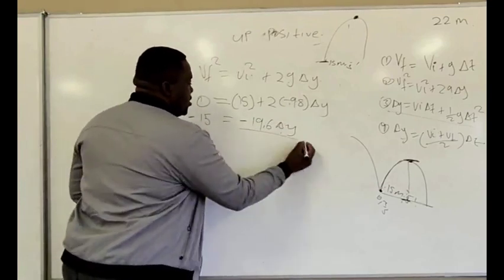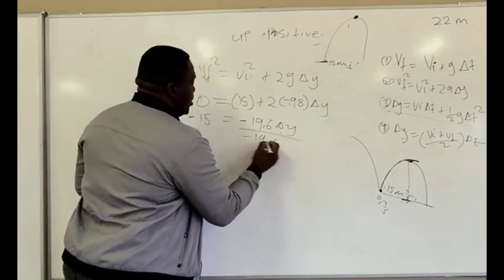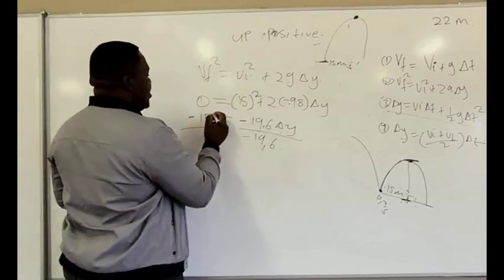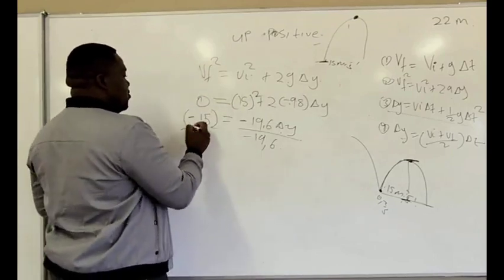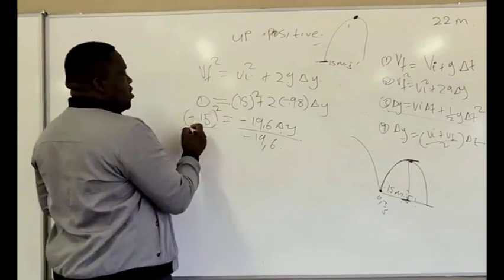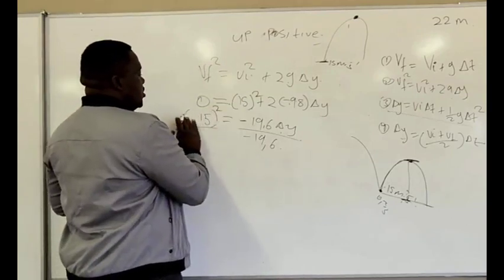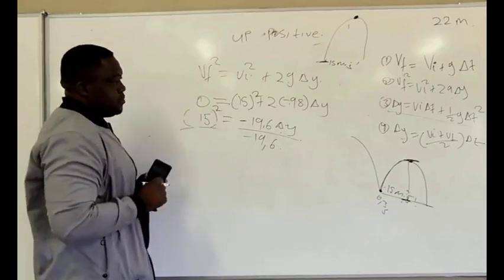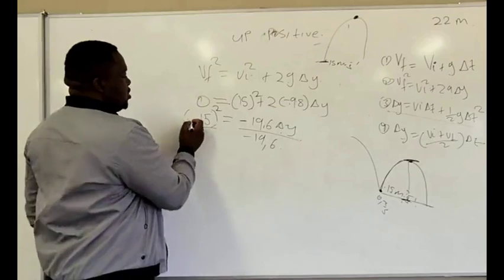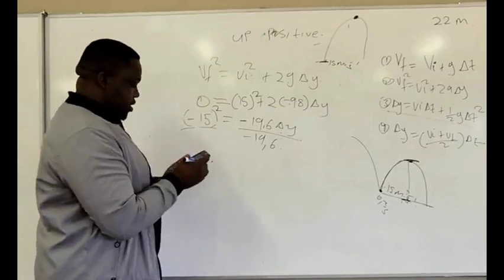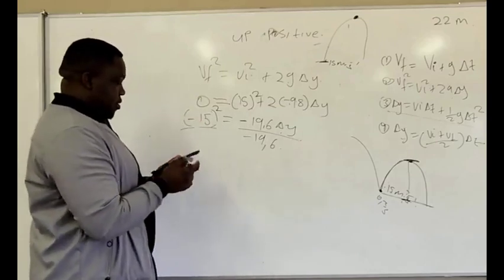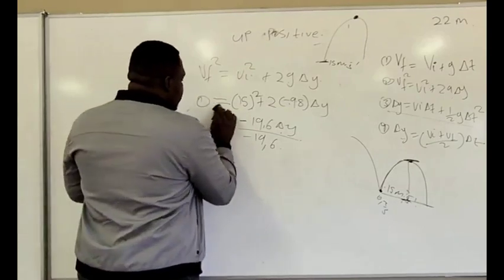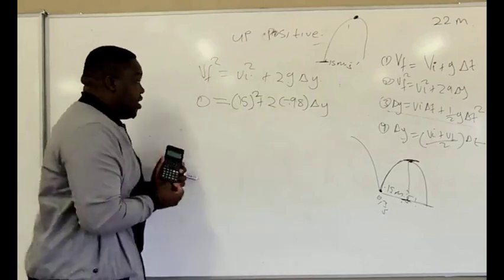Then we divide by what? By negative 19.6, we divide by, no. This one is squared, guys. I'm sorry. It is squared. Sorry about that. So let us correct that. That is 15, let me correct that. I'm so sorry. I'm forgetting to see. It is squared, right?